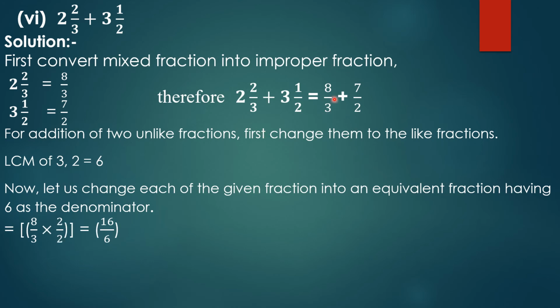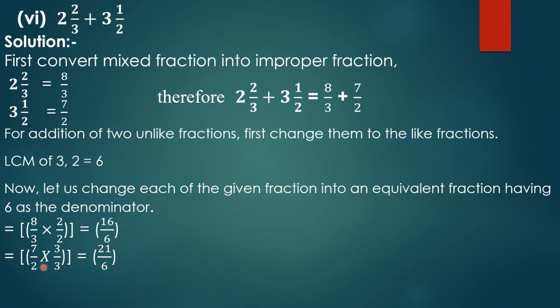Now let us consider 8 by 3 into 2 by 2, because here the denominator is 3 and it should be 6, which means it should be multiplied by 2. When we are multiplying the denominator, the numerator also should be multiplied by 2. Therefore, this will become 8 by 3 into 2 by 2. Now, what is 8 into 2? It is 16 and 3 2s are 6. And the next fraction is 7 by 2.